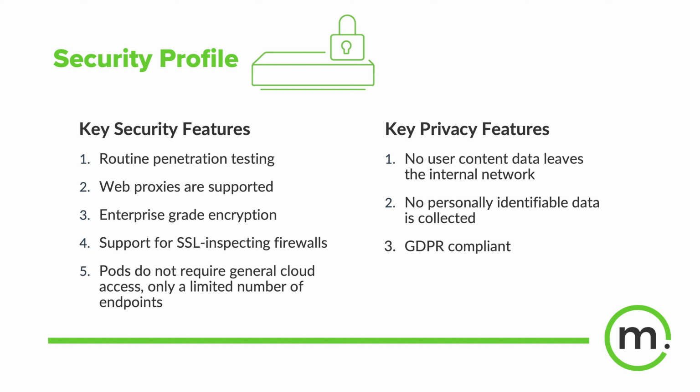That means we do routine penetration tests, and we respond to any vulnerabilities that we might find from those. And we're very transparent. We make those results available to you under NDA if you want to look at them as a Mersive customer. Like I mentioned before, web proxies are supported, enterprise grade encryption. If you're interested in the details, we're using SSL for our handshakes, TLS 1.2 for the encryption protocol with a 2048-bit RSA cipher underneath that.